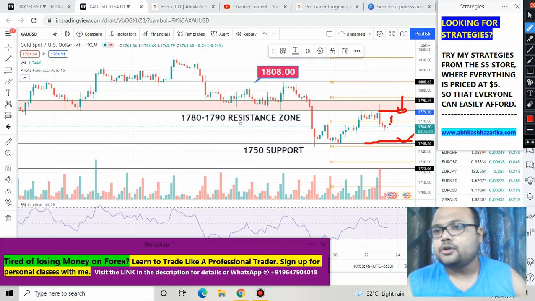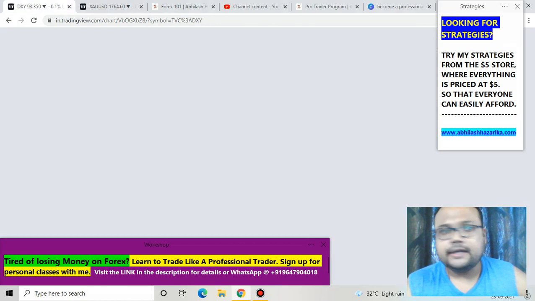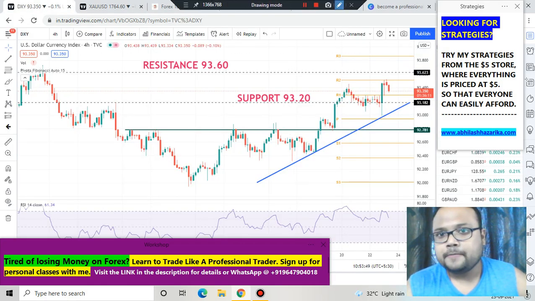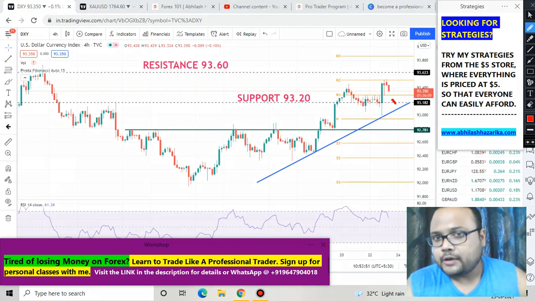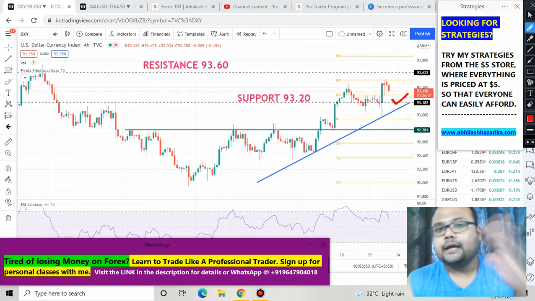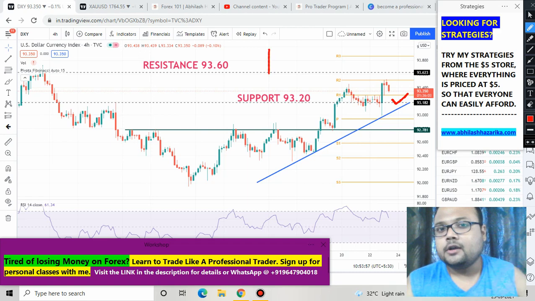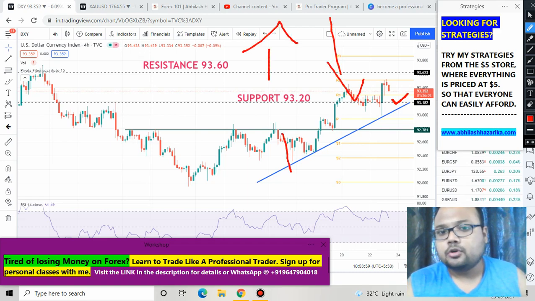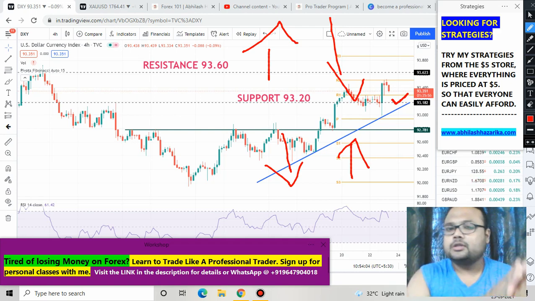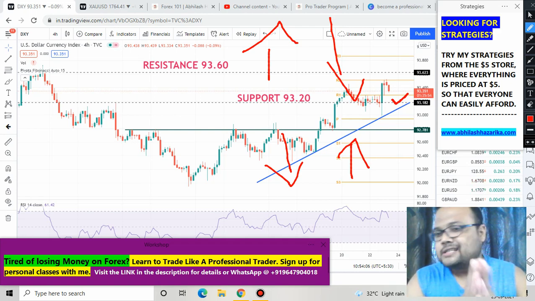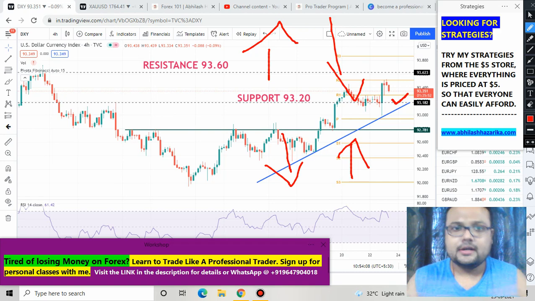And just make sure that you consult the DXY chart. In case DXY is at support and about to bounce from here, then do not go for buy on gold, because as I've clearly explained, they are correlated. Dollar goes up, gold goes down. Dollar goes down, gold goes up. So before buying or selling on the gold chart, just make sure you consult the DXY chart once. That's it. So hopefully you've understood.